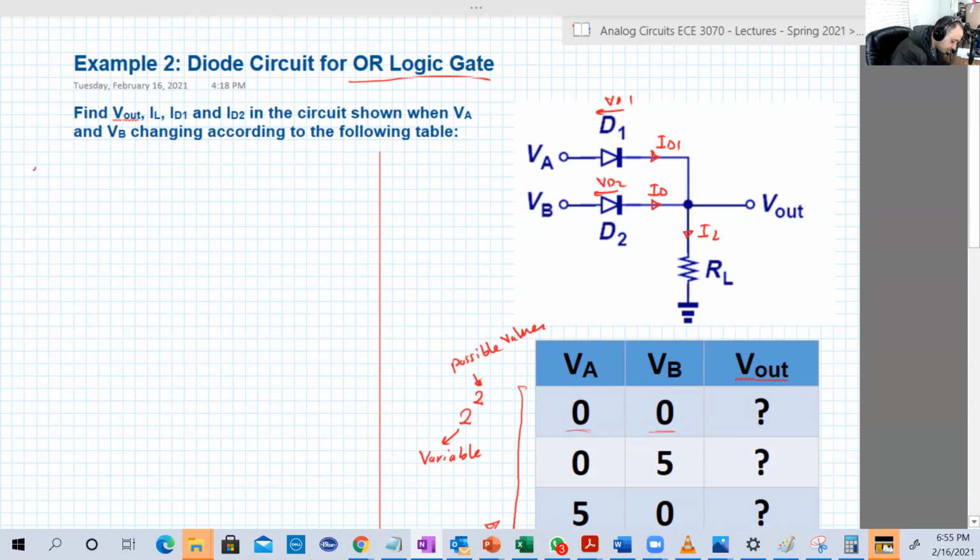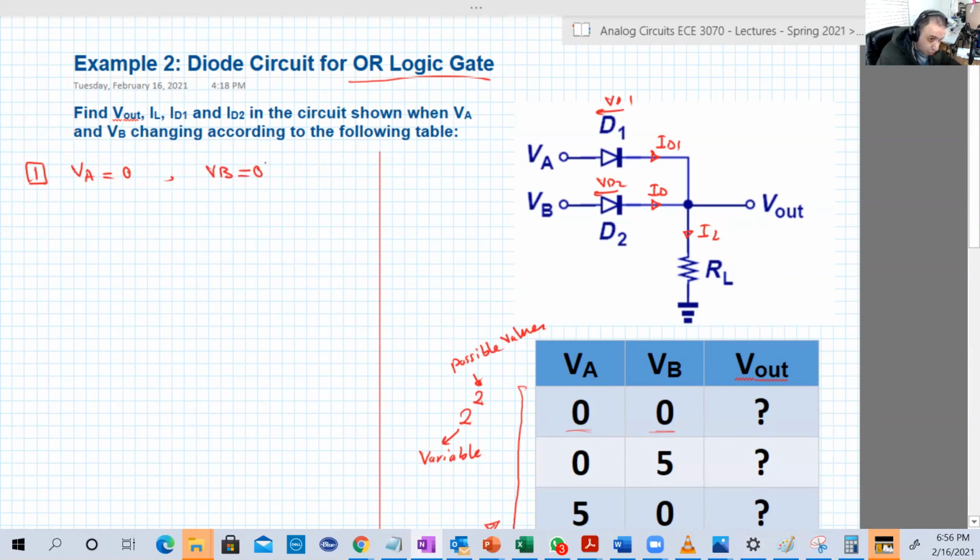So number 1. Each time we're going to find the output and fill this table here. So when VA equals 0 and VB equals 0.